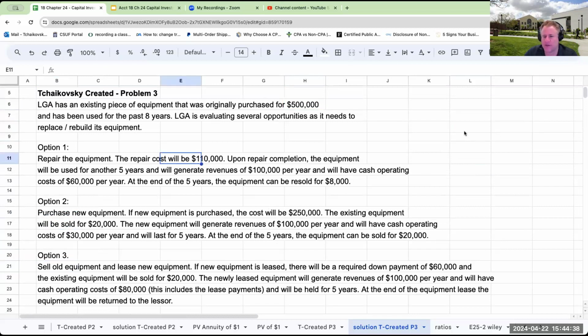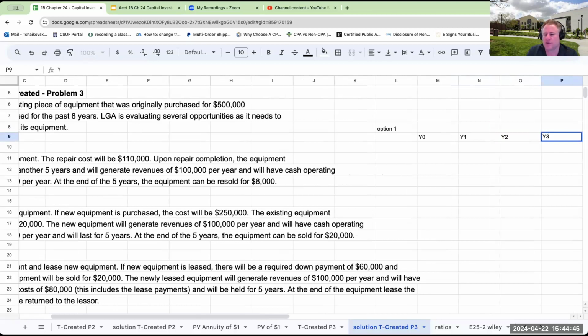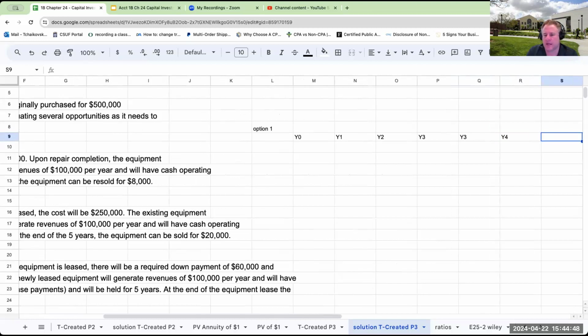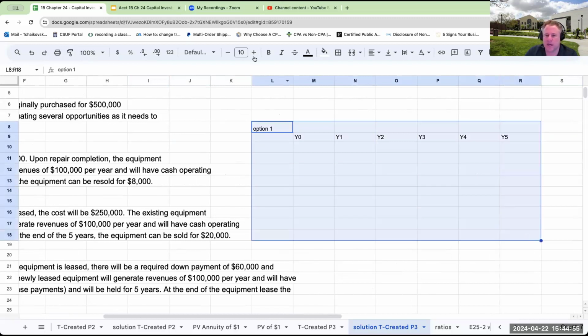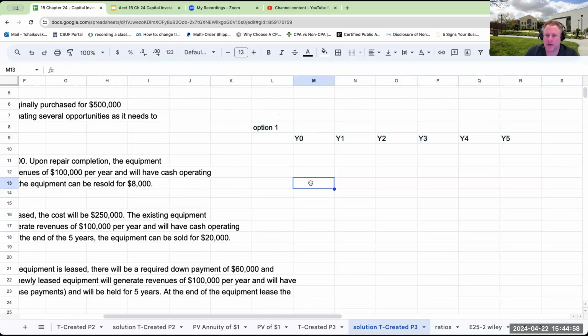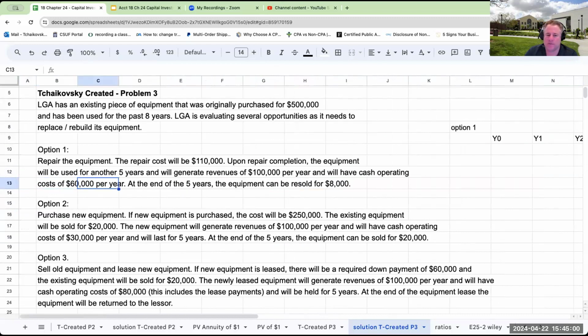So we have a couple of options here. The first one, option 1, is that we're going to repair the equipment. What we want to do is chart out the cash flows, because we're going to ask what each one of these different items is bringing us, and we'll go from there. In year 0, to repair the equipment, it will cost $110,000. It's really like a refurbishment. To refurbish the equipment, the cost is $110,000.